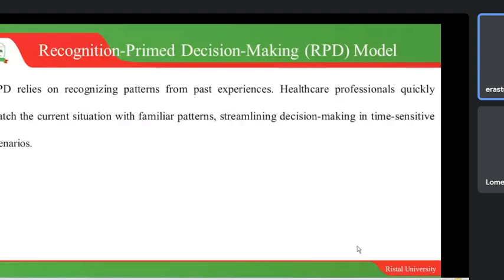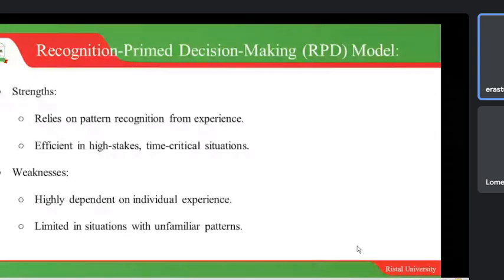Then we have recognition primed decision making. We have talked about the strengths now, it relies on pattern recognition from experience. We have brought out that in our definition. It is also very efficient in high stakes, time critical situations.